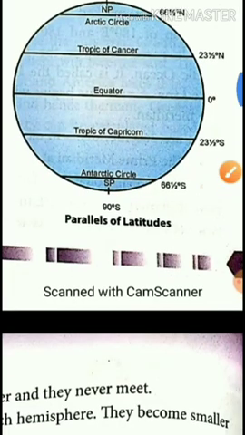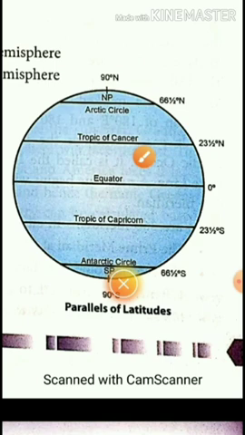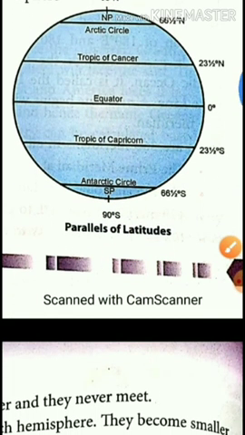Important parallels on the globe are the equator, which is 0 degree, the Tropic of Cancer, that is 23.5 degrees north, the Tropic of Capricorn, which is 23.5 degrees south, the Arctic Circle, 66.5 degrees north, the Antarctic Circle, that is 66.5 degrees south, and the Northern Pole, which is 90 degrees north, and the Southern Pole, which is 90 degrees south.